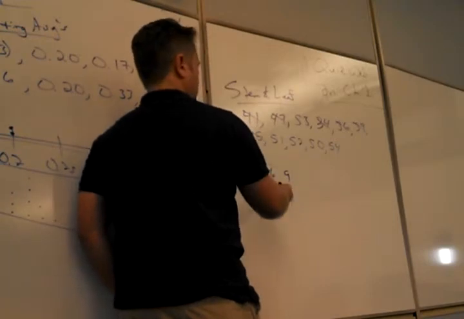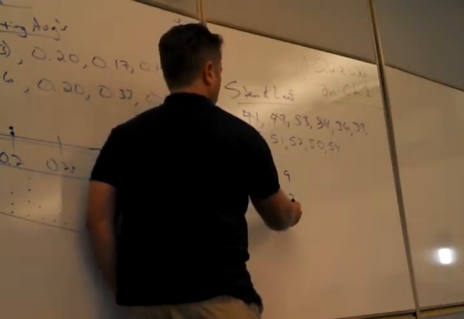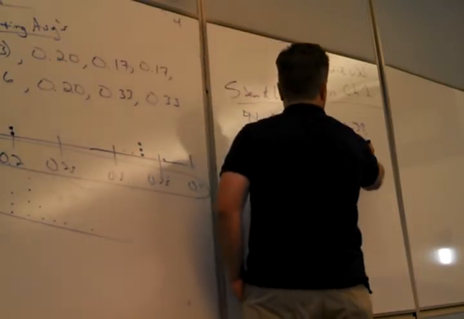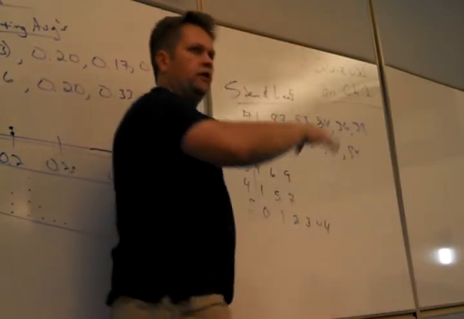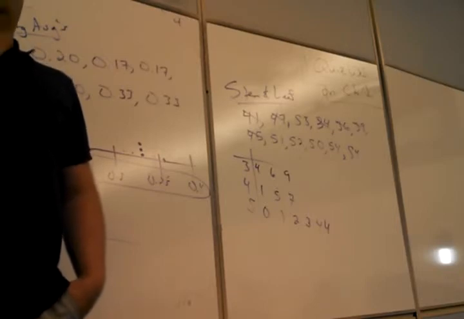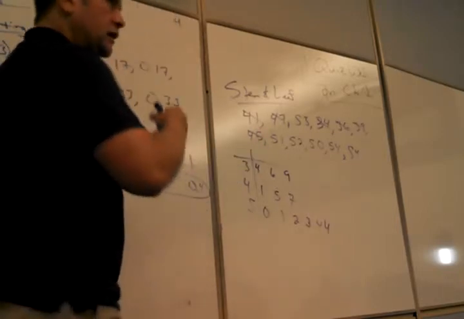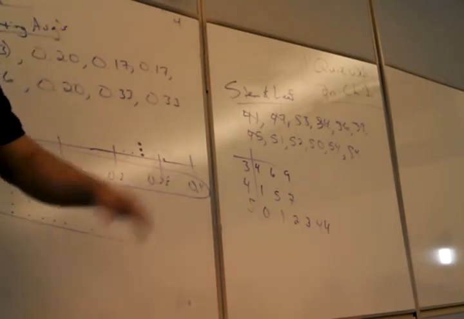And then 5 has 0, 1, 2, 3, 4. If I had another like 54, you'd put another 4 there. You want everything represented, right? And if you turn your head this way, it's almost like a histogram. You can see very quickly it's not normal.